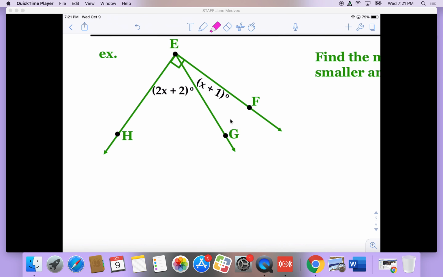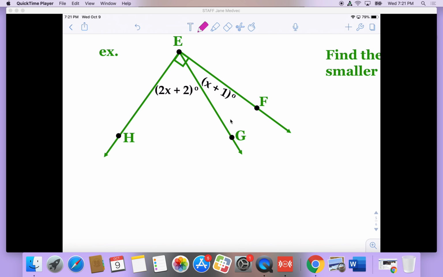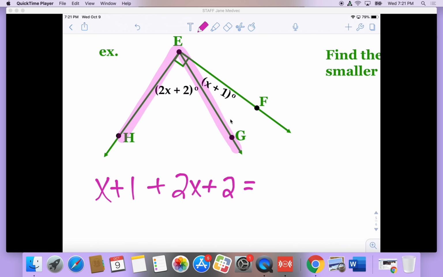So I'm going to take a look at this. I'm going to take this first angle right here, and I'm going to go x plus 1. And then I'm going to take this next angle, which is 2x plus 2, and set it equal to 90 degrees. The reason why is because of that little square thing. That tells me that I'm at 90.